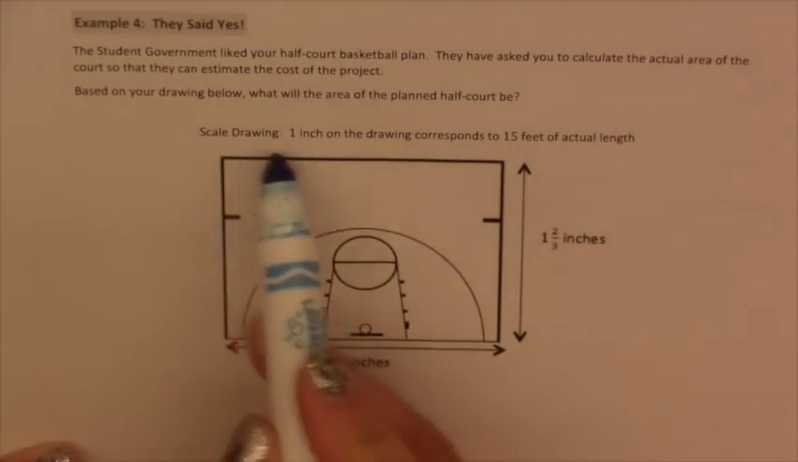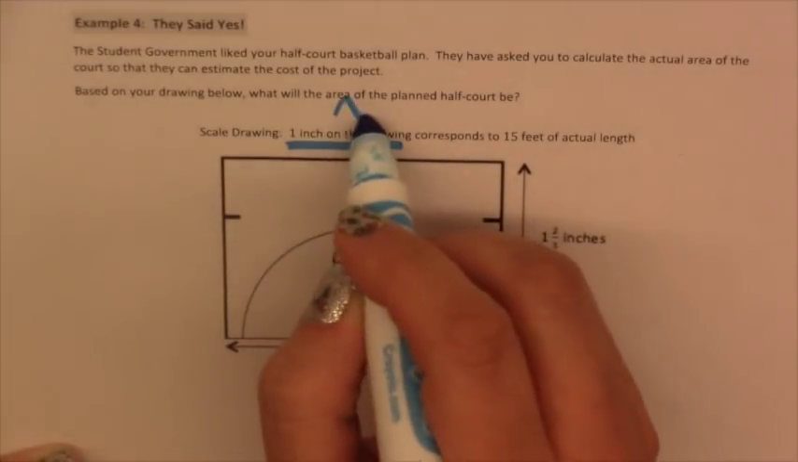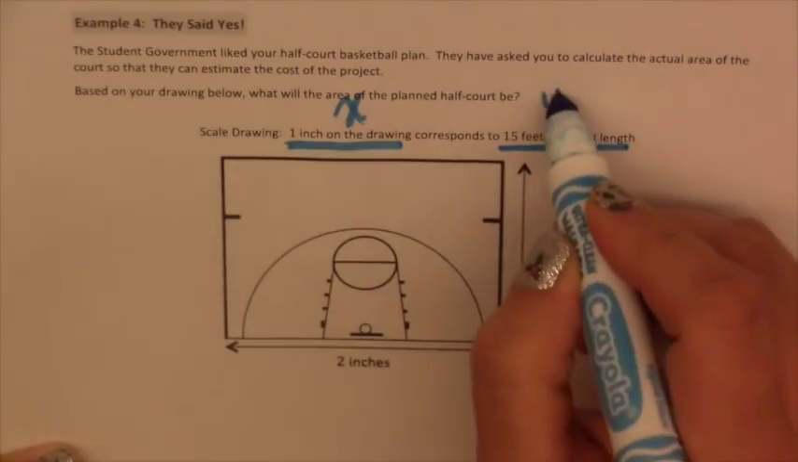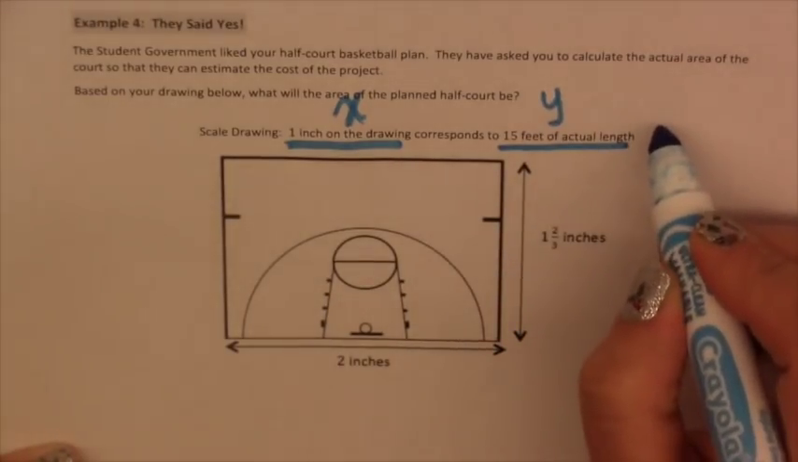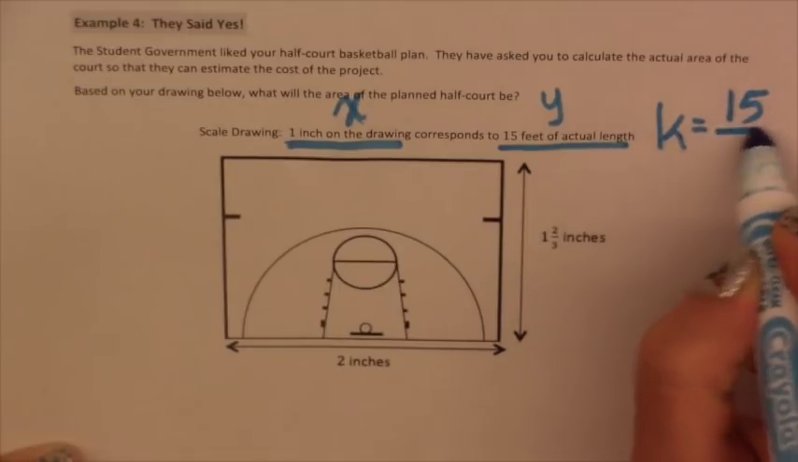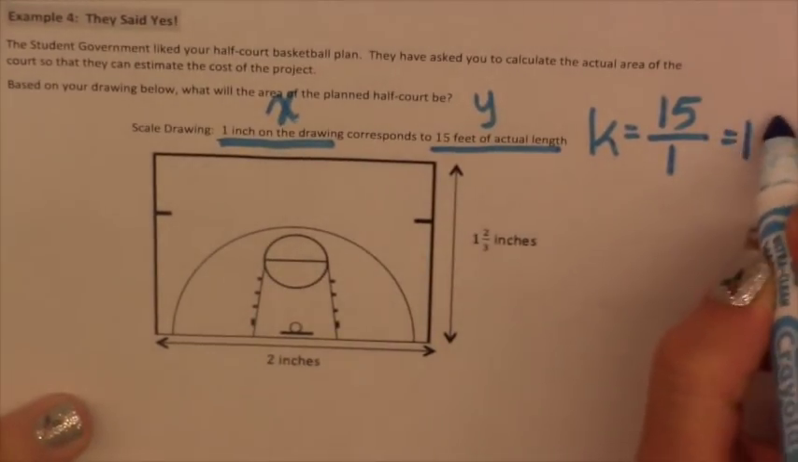So we need to look at this scale right here. It tells us that 1 inch on the drawing, so there's our x, corresponds to 15 feet of actual length, so there's our y. So to find our scale factor, or our k value, we're going to do our y value, 15 divided by 1, which would equal 15.